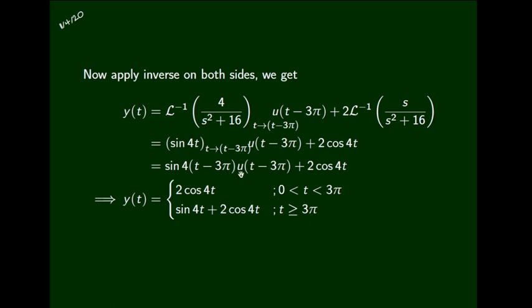In that case the unit step function gives the value 1. So sin 4 into t minus 3 pi plus 2 cos 4t. But sin 4 into t minus 3 pi is sin of 4t minus 12 pi, and 12 pi is the same as 0. That is sin 4t. So sin 4t plus 2 cos 4t. In this way we can solve an ordinary differential equation using Laplace transform.